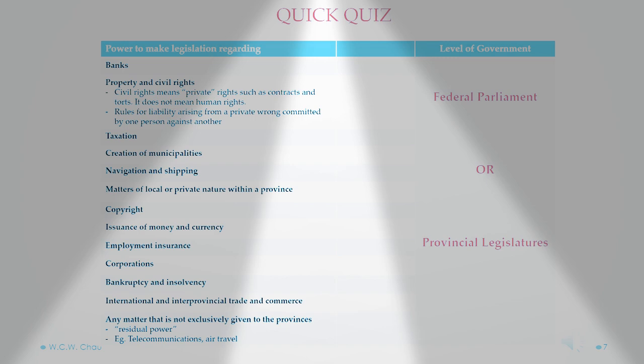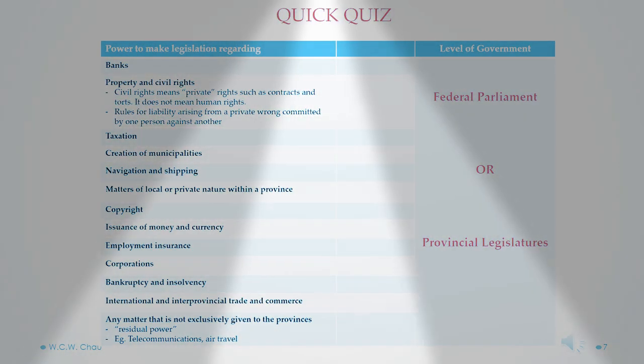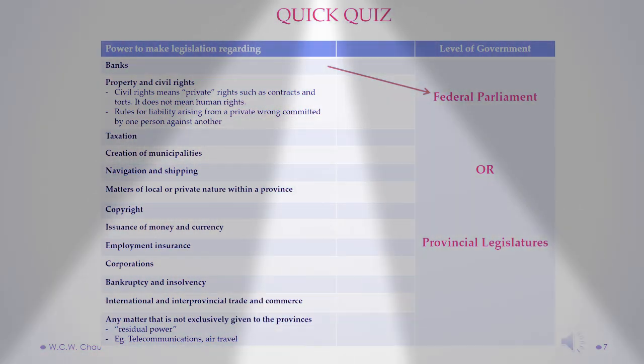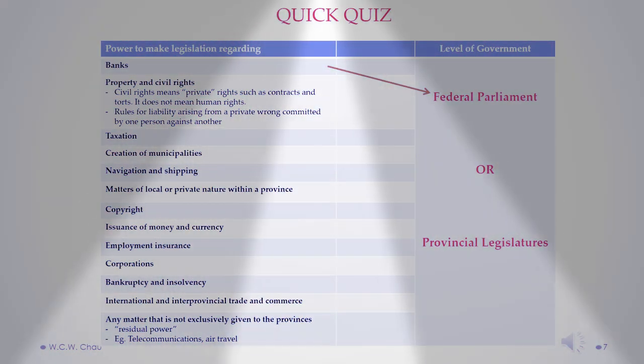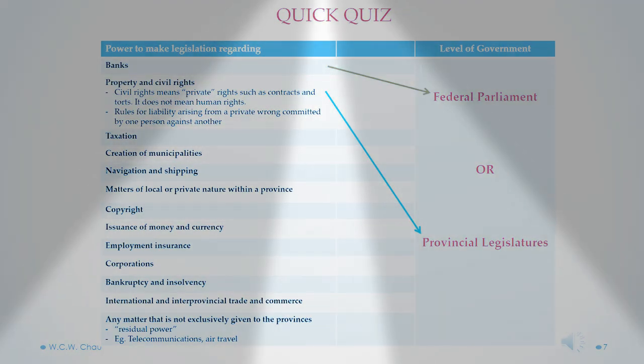Okay, let's look at banks first. The power to make law about banking belongs to the federal parliament under section 91(15). Specifically, the legislation that the federal government has for banking is called the Bank Act. Property and civil rights belong to the provincial legislatures under section 92(13).